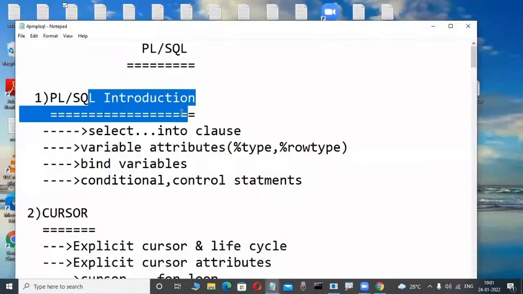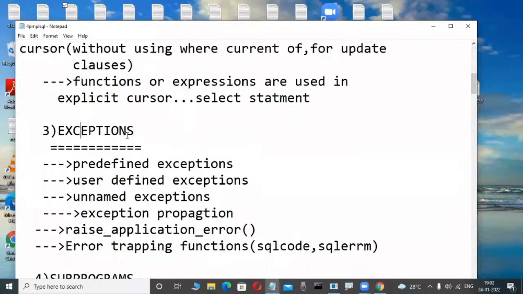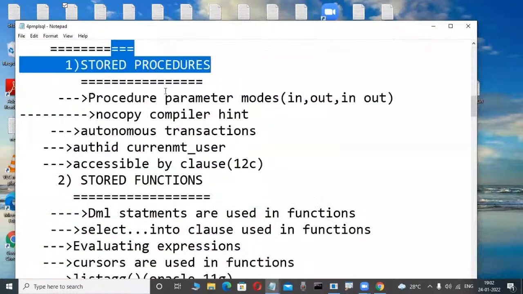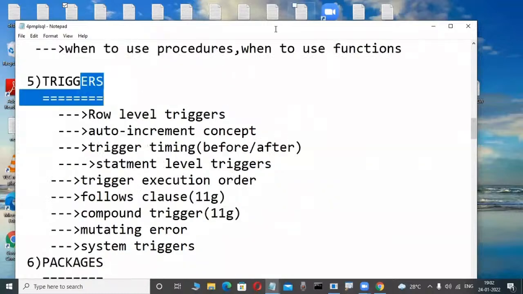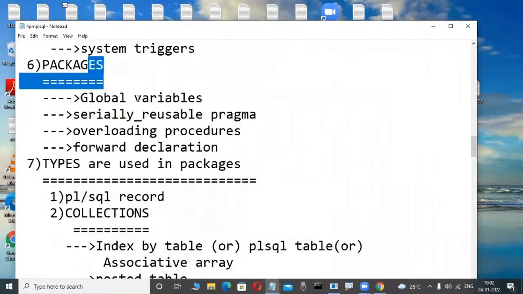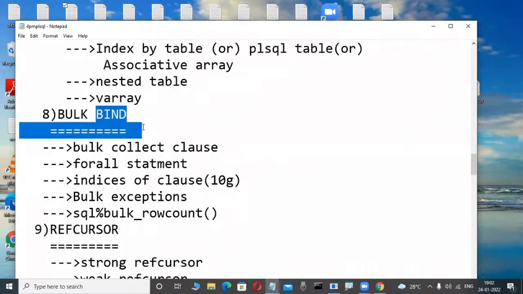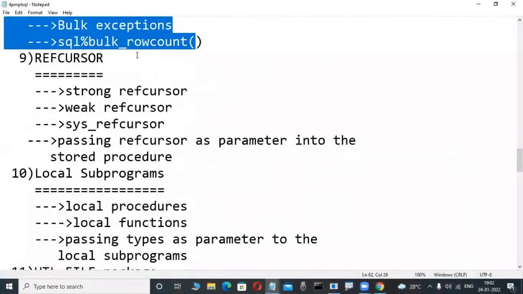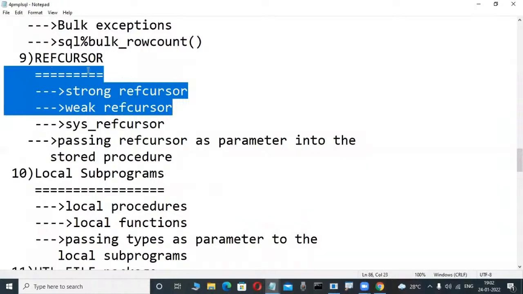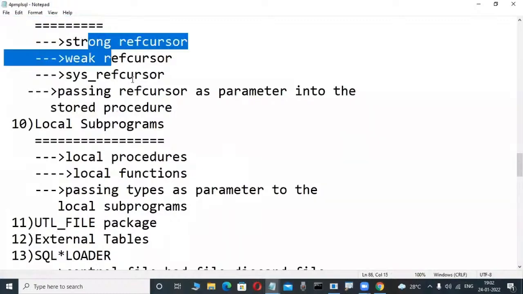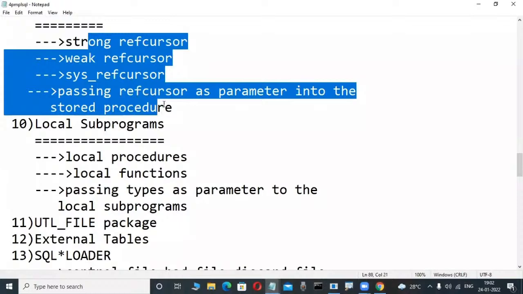Observe here, PLSQL means cursors, exceptions, subprograms, stored procedures, stored functions, triggers. In our syllabus it is this much. Then packages, advanced collection types like index-by table, nested table, VARRAY, bulk bind. These are the most powerful concepts for a PLSQL job: bulk bind, ref cursor. Java developers also know ref cursors; to display multiple records in a screen, a cursor is returned through a procedure out parameter.